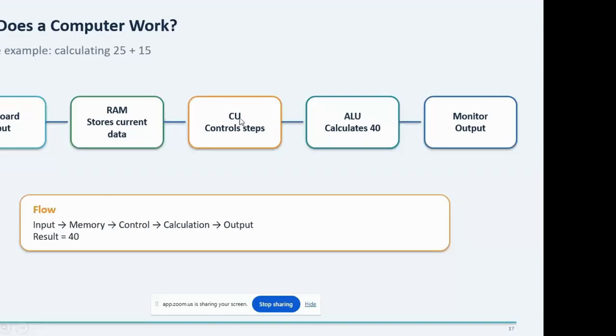Now, as I told you, the CU will take charge. It will bring 25, then it will bring the instruction that is plus. Now it will bring the next number 15, right? And it has brought everything into the ALU now. ALU means arithmetic and logic unit. Since it is an arithmetic operation, the ALU does its job. It calculates the answer as 40 and finally it is displayed on your monitor. This is the simple outline to know how your computer is working.